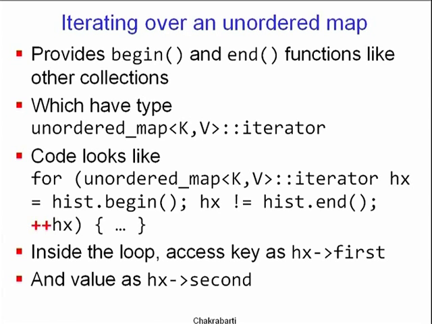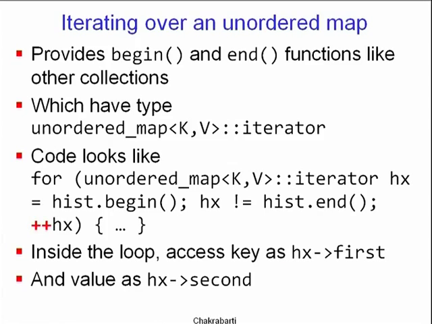So the code, in a for loop which runs through the key to value entries in a map, looks like this. For unordered map kv iterator hx equals hist.begin. So in this case, k would be string and v would be int. I'm just shortening the code on the screen. Hist.begin. So that's how you initialize it. Then you test whether hx is equal to hist.end. If it's equal, then you quit.